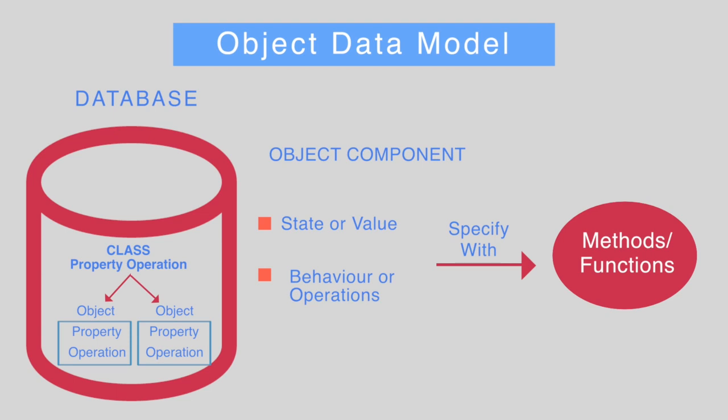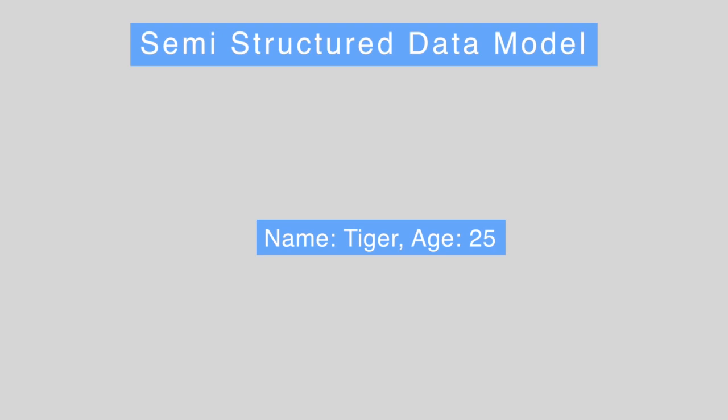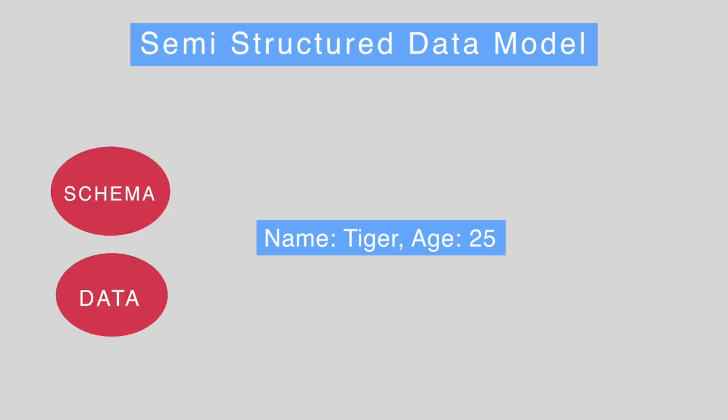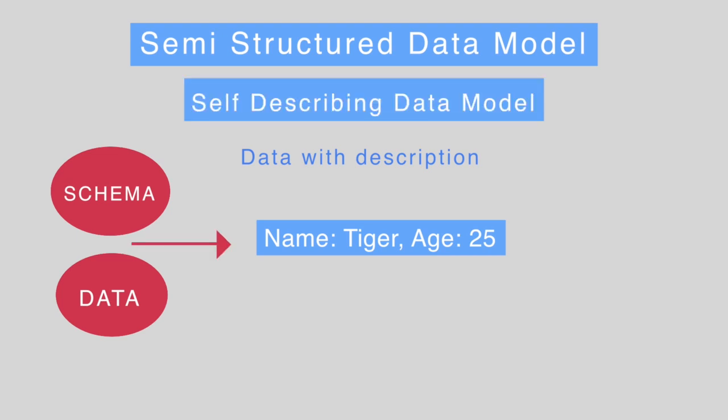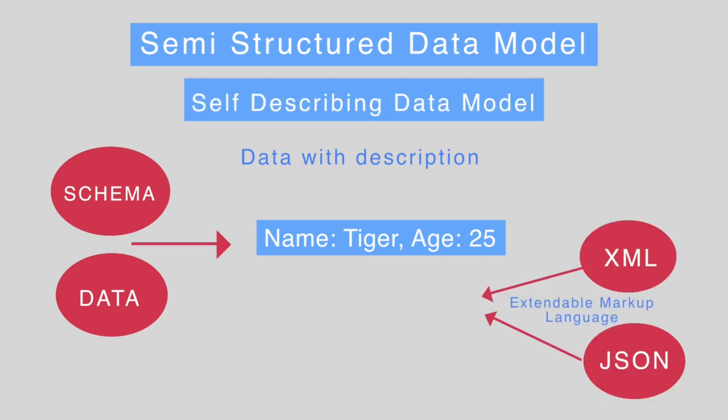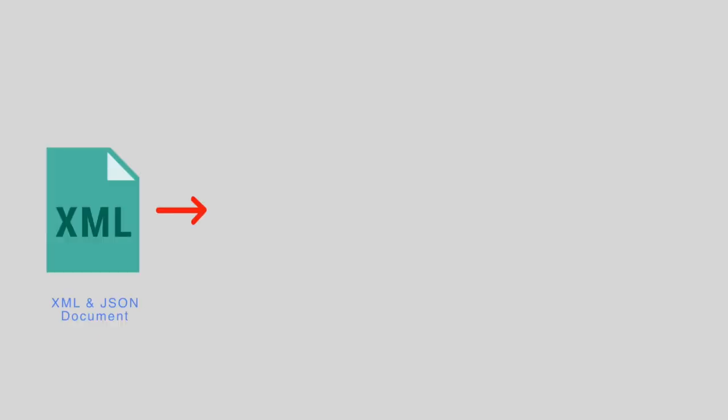Let us discuss the semi-structured data model. A semi-structured data model has no separation between schema and the data. In the semi-structured data model, data comes with its own description. So, these data models are self-describing data models. XML and JSON are examples of this model. XML and JSON documents provide descriptive information such as attribute names as well as the values of these attributes.